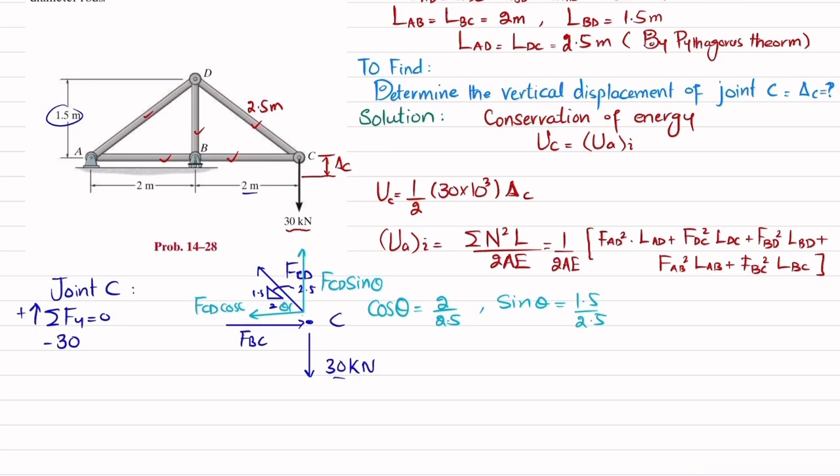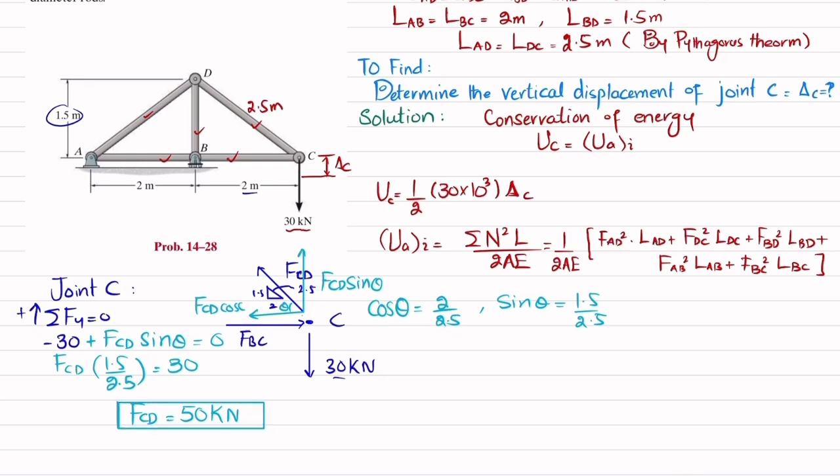So the vertical component is plus FCD sine theta, and the sum is equal to 0. So FCD sine theta, which is 1.5 divided by 2.5, is equal to 30. From here, FCD will be equal to 50 kilonewton. Now you can see that this FCD is in this direction. As a result, the force in this member FCD will be in this direction. Clear? It means that FCD is in tension. So I will write T.